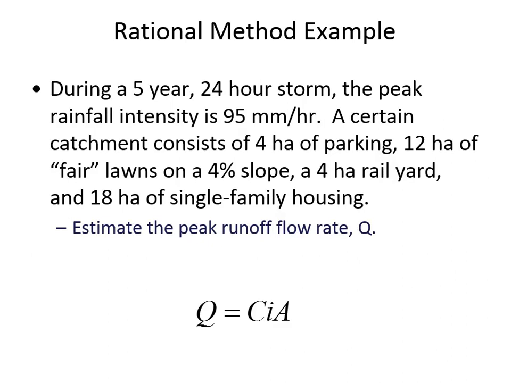All right, so I'd like you to get a chance to use the rational method. Let's assume a 5-year, 24-hour storm has a peak intensity of 95 millimeters per hour. And we've got a catchment, meaning a watershed area that has parking, lawns, and a rail yard, and single-family housing. And so let's estimate the peak runoff for that.